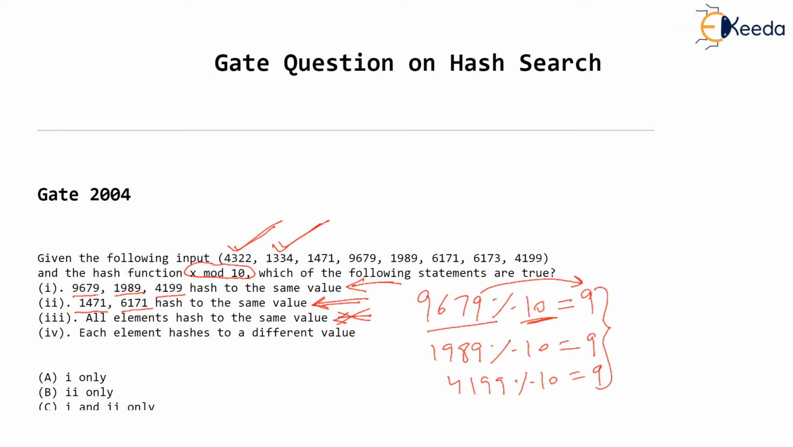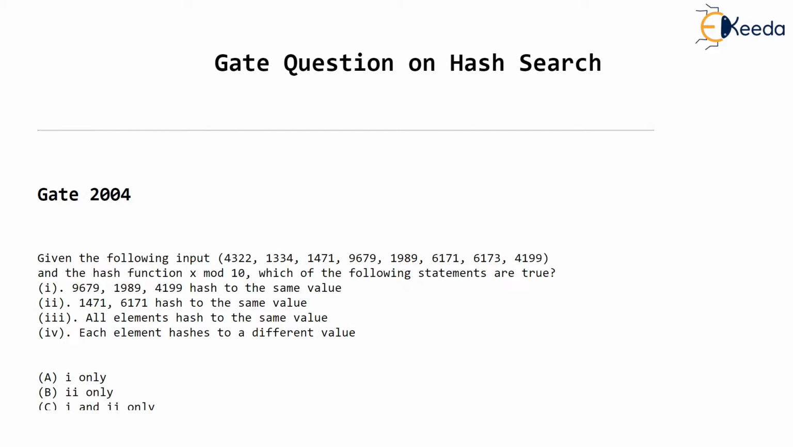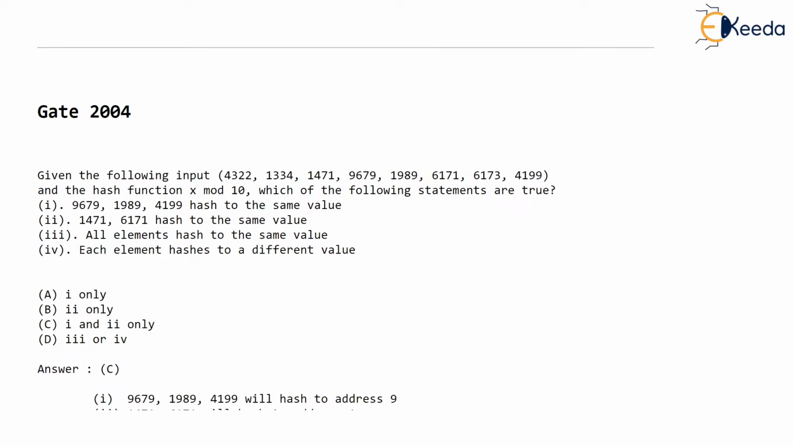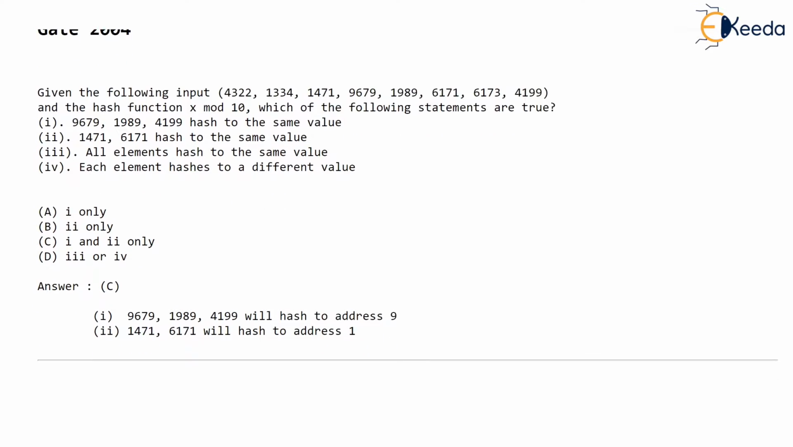And the fourth argument they are making is each element hashes to a different value. This is also wrong because we saw that so many keys get mapped to the same address 9. So which of these arguments are correct? Obviously first and second are correct. So option C is the valid option over here, isn't it? The question was highly simple, isn't it? And most of the questions on hash search are simple like this.